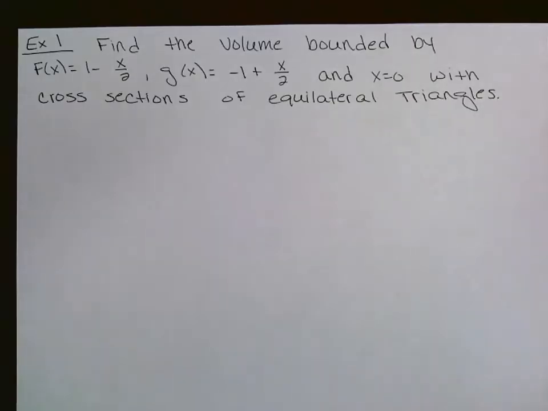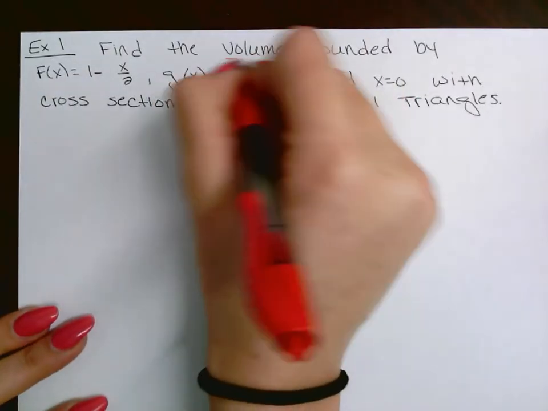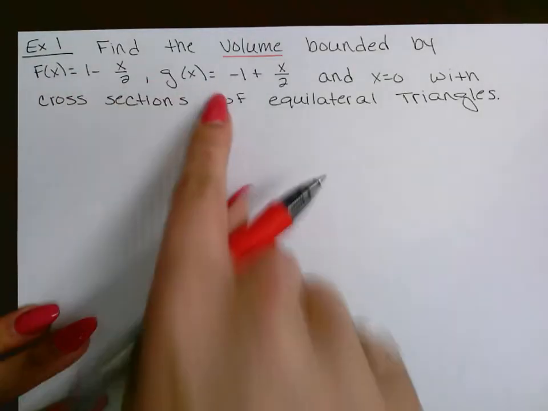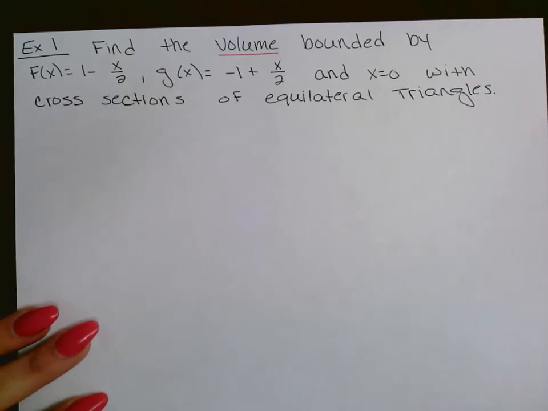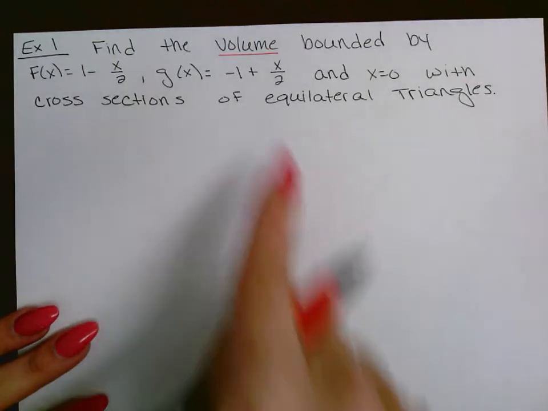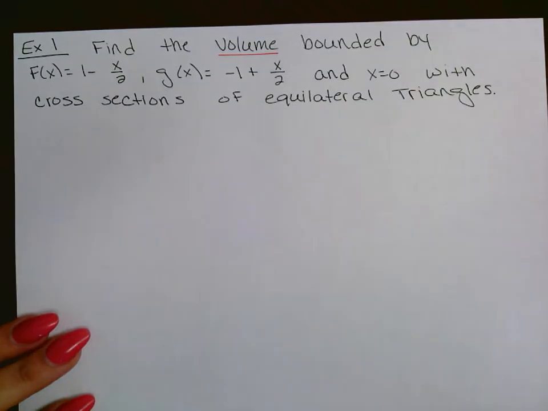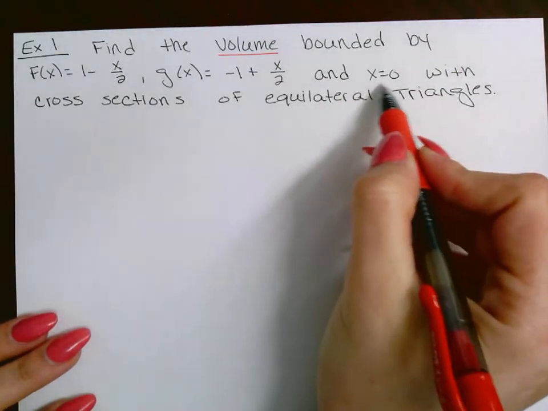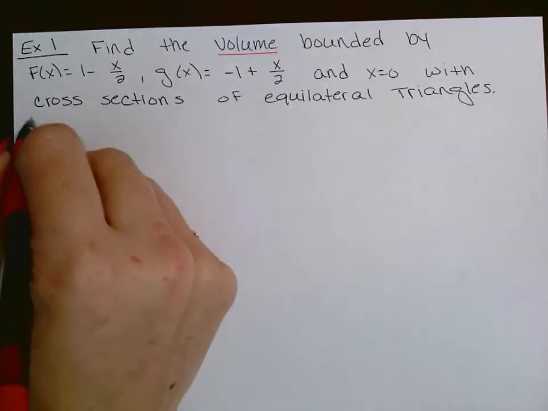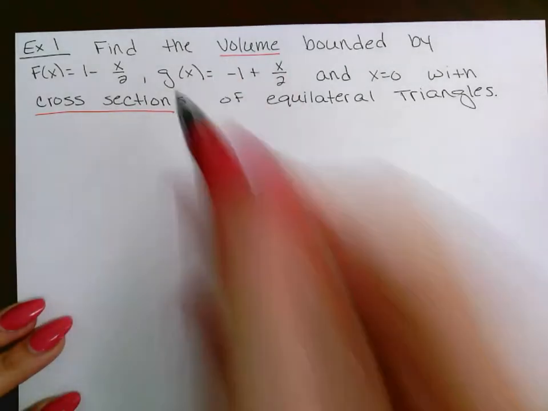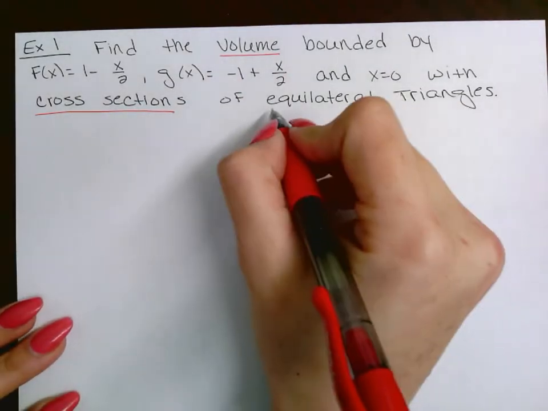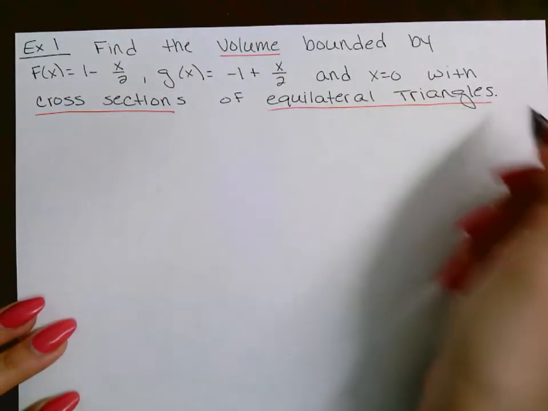All right, so here's our first question. It says, find the volume bounded. So first word I see there that's a key is volume. By f of x and g of x, there's my two functions. I will take a minute to rewrite those because even though they're to the first power, they're written a little ugly. And also they're giving you x equals 0. With cross sections, so now I know I'm doing a cross section, and equilateral triangles.